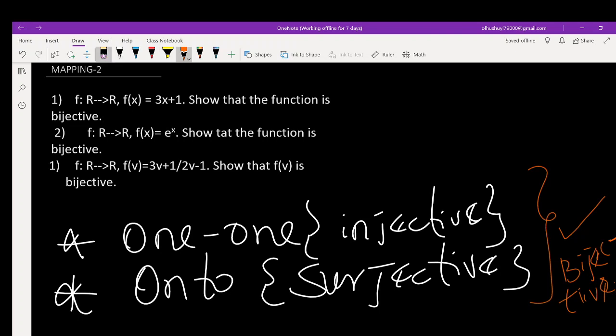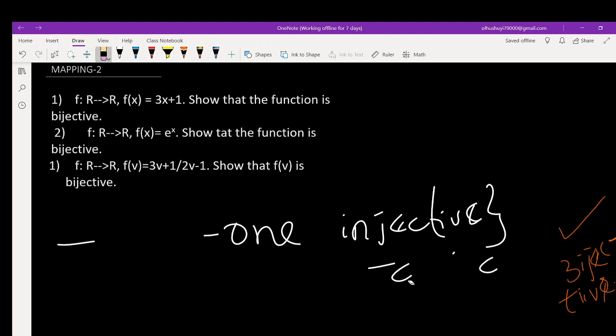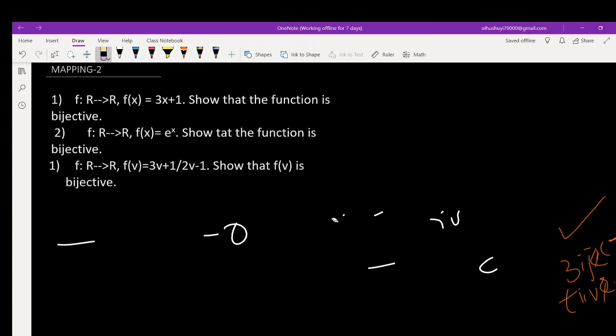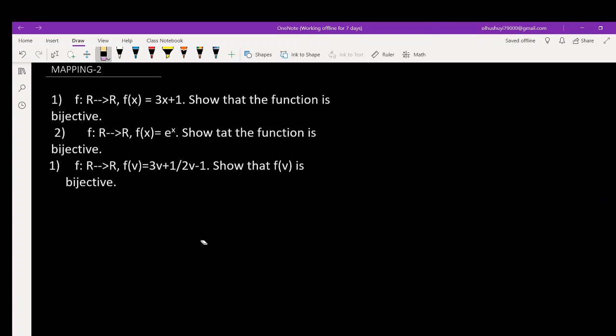Quickly, let's get to work. Let's solve questions 1 and 2. What do we have? The first question says: we have a function from R to R, so that f of x is equal to 3x plus 1. Show that the function is bijective.